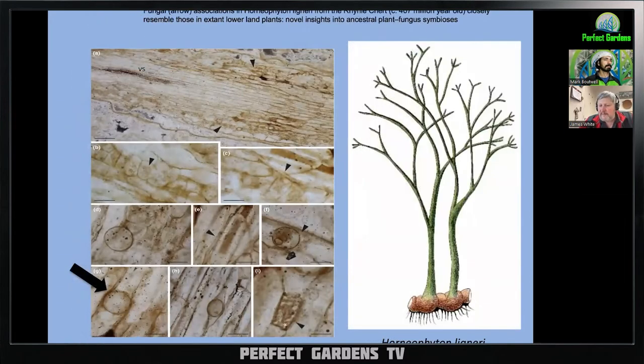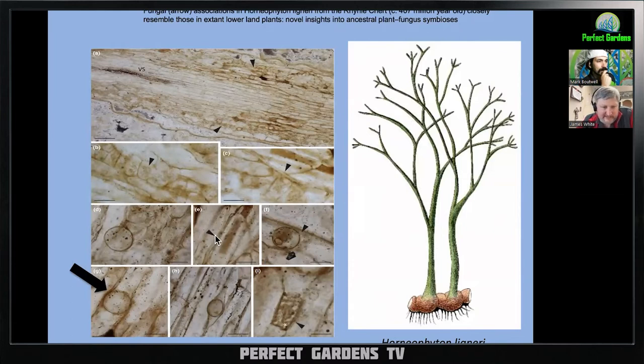Here's another plant. This is Horneophyton, again, very early on. This is like 400 million years old, really. And you can see it's the same kind of thing. So that's a 400 million year old fungi right there? A 400, yes, it is, inside. Wow. But to the right, that's a 400 million year old plant, this Horneophyton. But inside over here, those are the fungi.